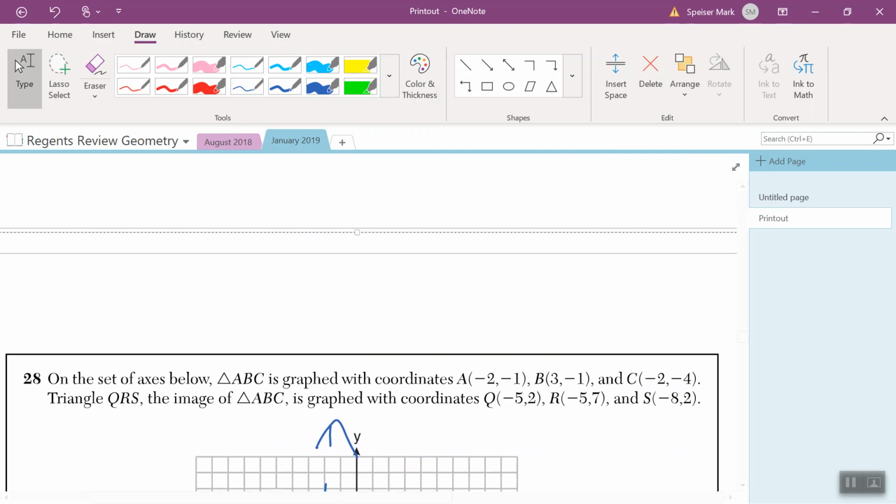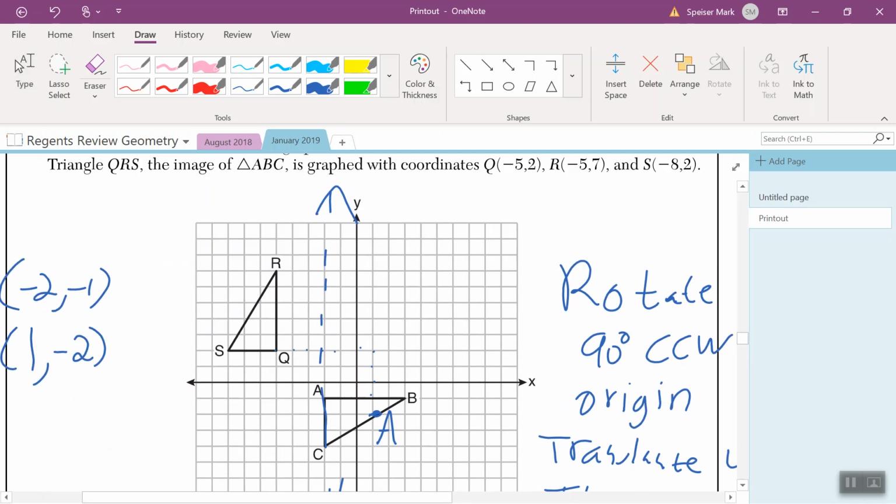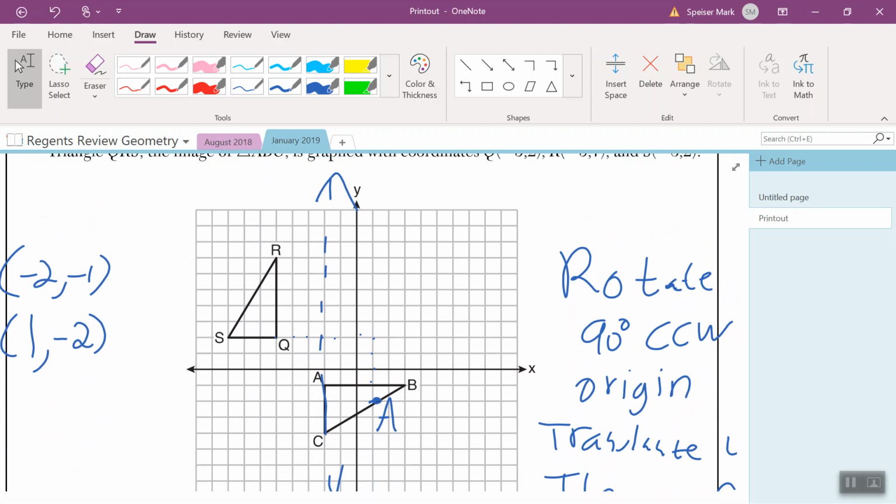On to the next question. On a set of axes below, triangle ABC is graphed with coordinates A (-2, 1), B (3, -1), and C (-2, -4). Triangle QRS is the image of triangle ABC, graphed with coordinates Q (-5, 2), R (-5, 7), and S (-8, 2). So you want to figure out a way to transform triangle ABC into QRS.